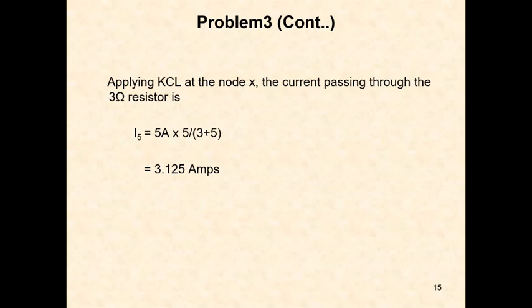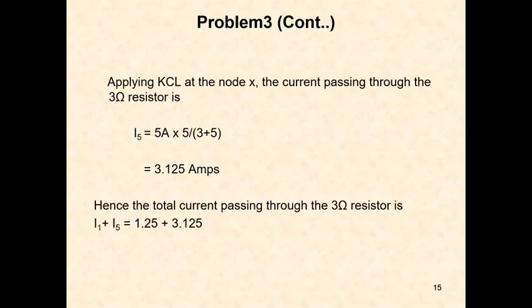That is equal to 3.125 amps. Hence the total current passing through the 3 ohm resistor is I1 plus I5, that is 1.25 plus 3.125, equal to 4.375 amps, when both the voltage source and current source are applied.